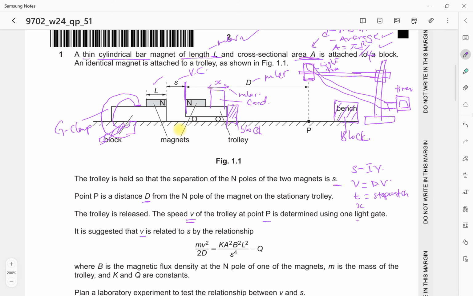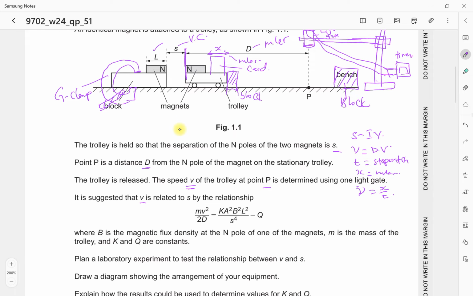I've measured X using a ruler. Then I will determine V by dividing X by T. So that will be the average speed at that point P. Okay. Of course, I will have to repeat. I repeat V for the same S and obtain the average. So I'll repeat and get the average of V.